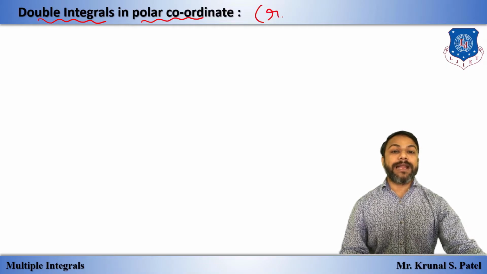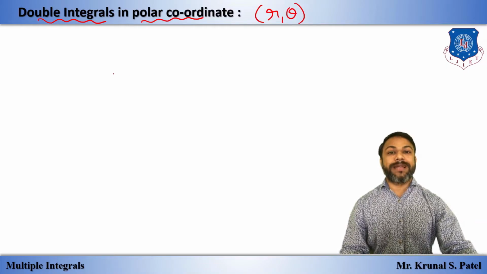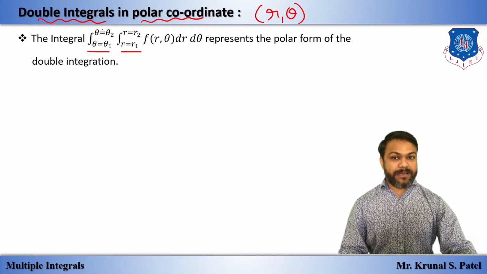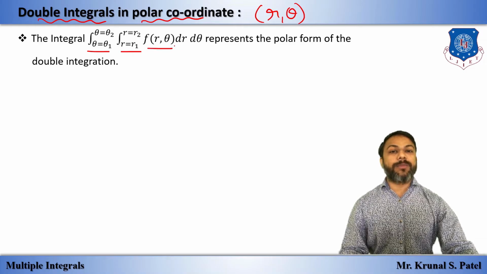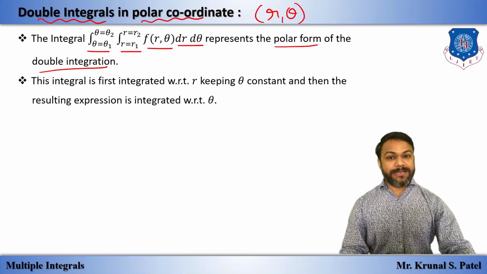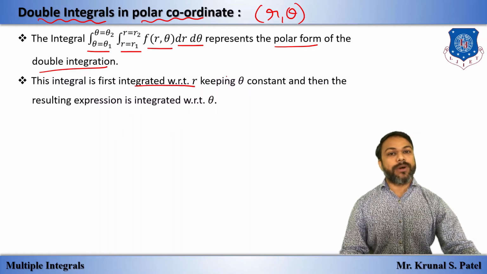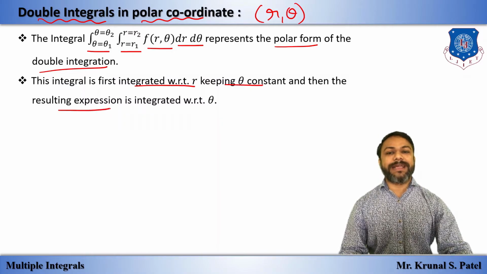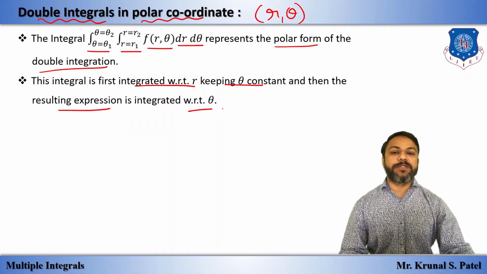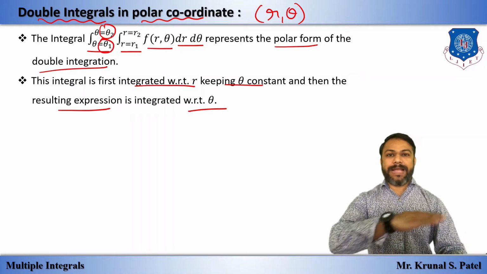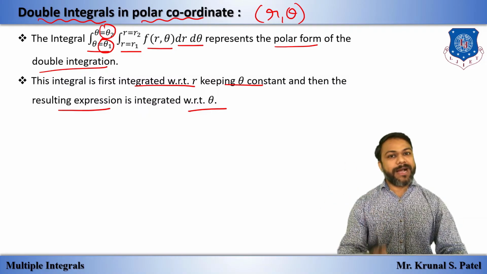That means r and theta form. Okay, so let's have a look. The integral of f of r comma theta dr d theta, in double integration, represents the polar form of the double integral. In this integral, first integrate with respect to r always, keeping theta constant, and then the resulting expression will be integrated with respect to theta, because we know that the value of theta will always be a constant angle. That's why the constant will be outside.